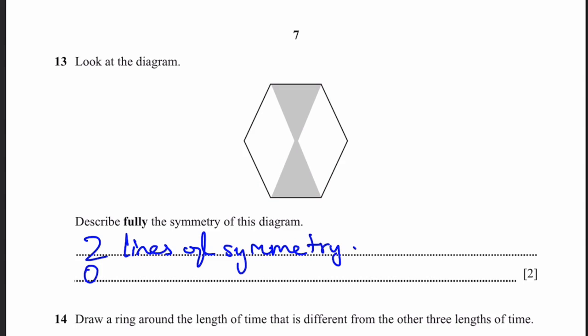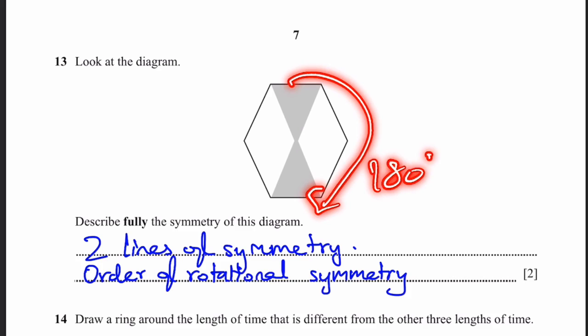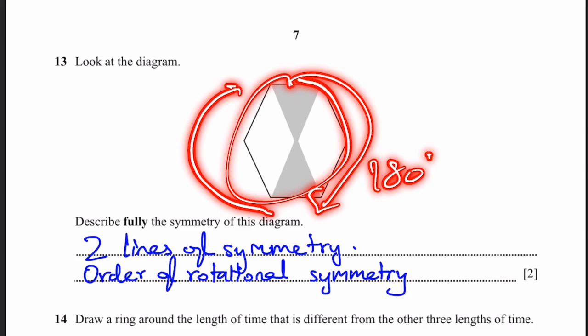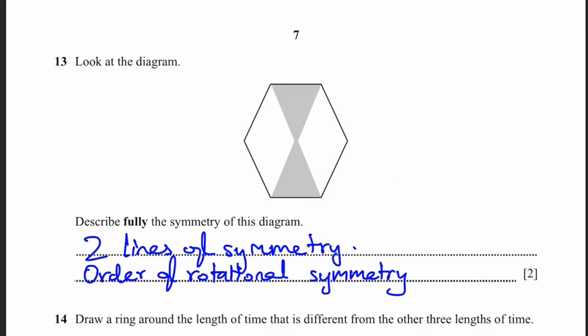And then order of rotational symmetry. If we rotate 180 degrees, we'll come to the same shape, and then another 180 degrees, it'll come to the original form of the same shape. That's 2 times we rotated it, so order is 2.